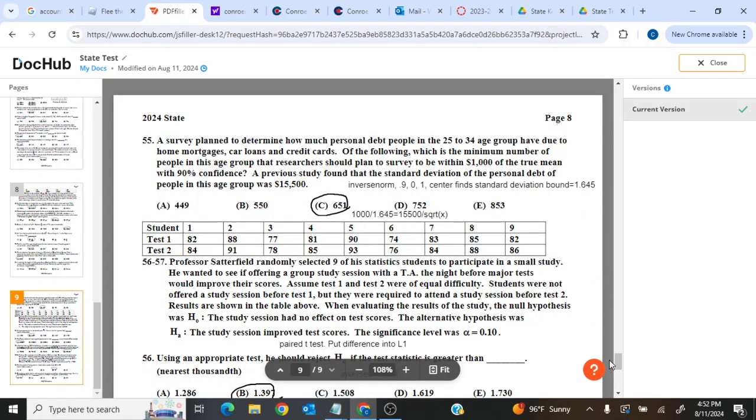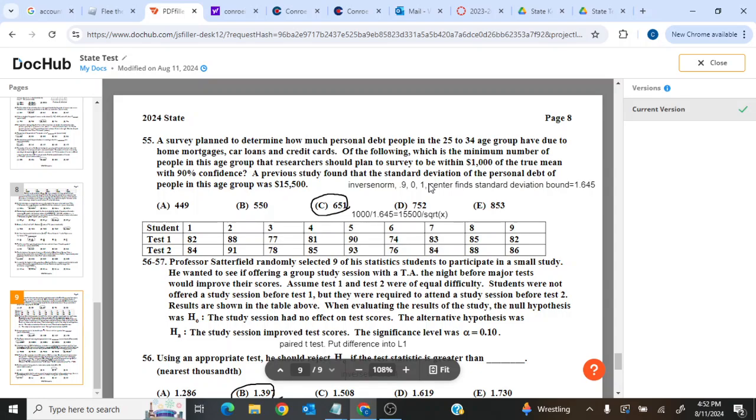55. A survey plans to determine how much personal debt people in an age group have. What is the minimum number of people? They should plan the survey to be within 1,000 of the true mean with 90% confidence. Well, to figure out 90% confidence, we have to figure out how many standard deviations away it can be. So, inverse norm of 0.9, mean of 0, standard deviation of 1, and center will get you the number of standard deviations away it can be to still be within 90% confidence.